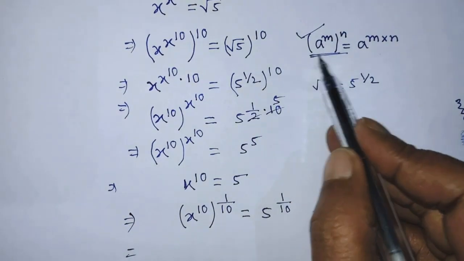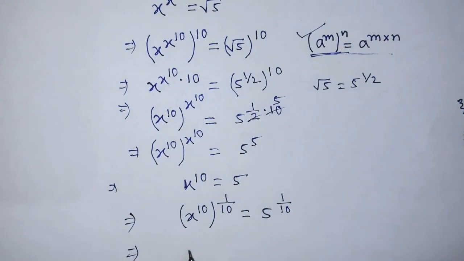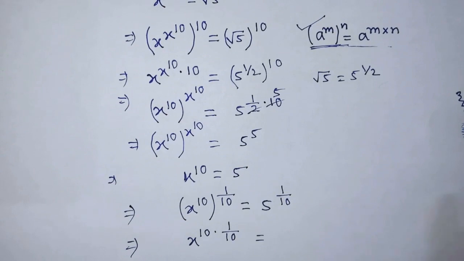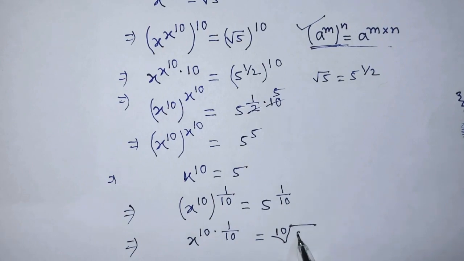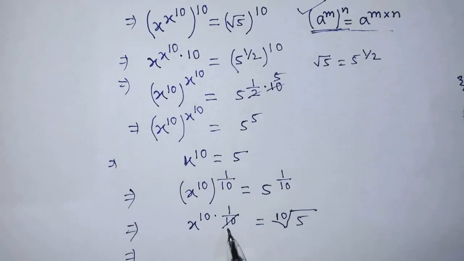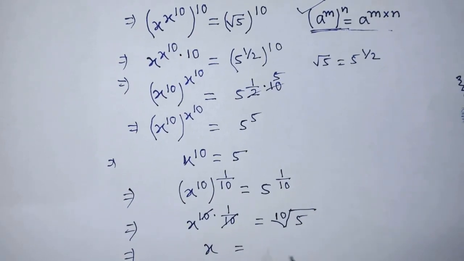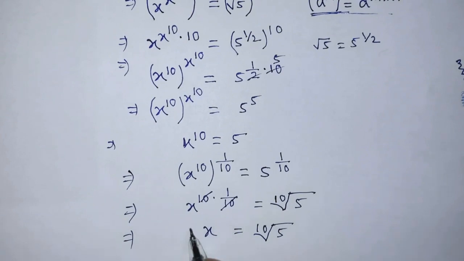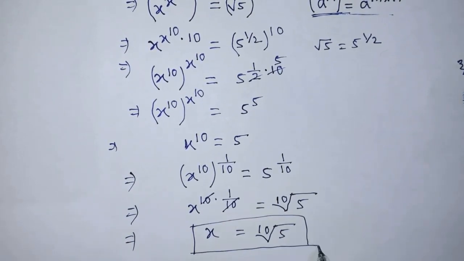So student, according to this formula we can write from the left hand side x to the power 10 times 1 over 10 is equal to, on the right hand side, 10th root of 5. So in the place of power we can cancel 10 from numerator and denominator. So we can write on the left hand side x is equal to, on the right hand side, 10th root of 5. So this is our final answer. So student, our answer is complete.